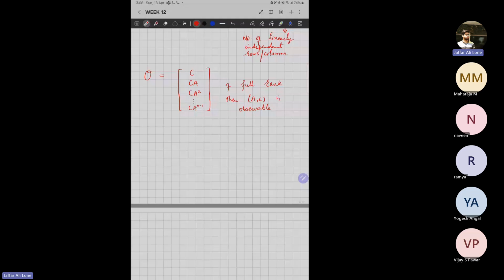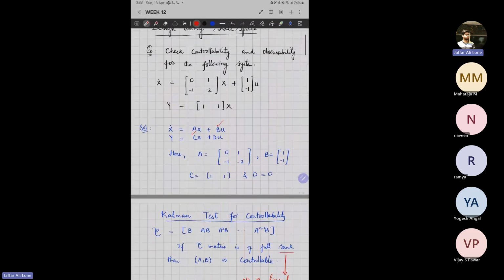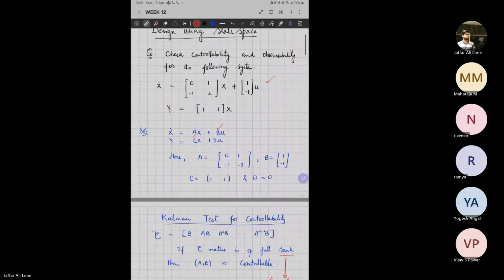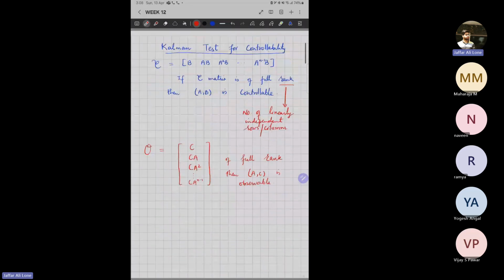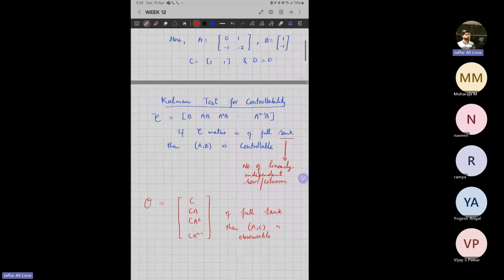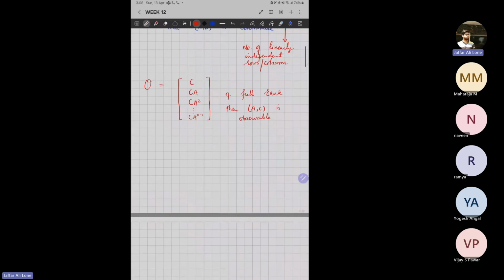So we have a 2 by 2 system. Our matrix A is 2 by 2. Therefore, our controllability matrix will only have two terms, B and then AB, right? So now let's go towards the question.